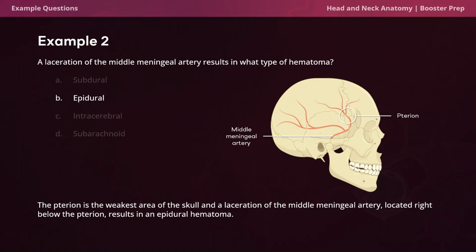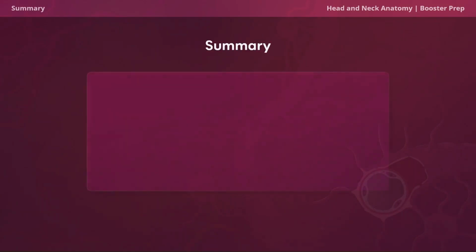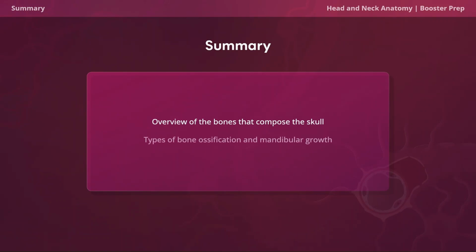Whew, that was a lot. But, of course, we have to move on to a summary of everything that we talked about today. So the first thing we did was an overview of the bones that compose the skull, and then we talked about the types of bone ossification and mandibular growth.